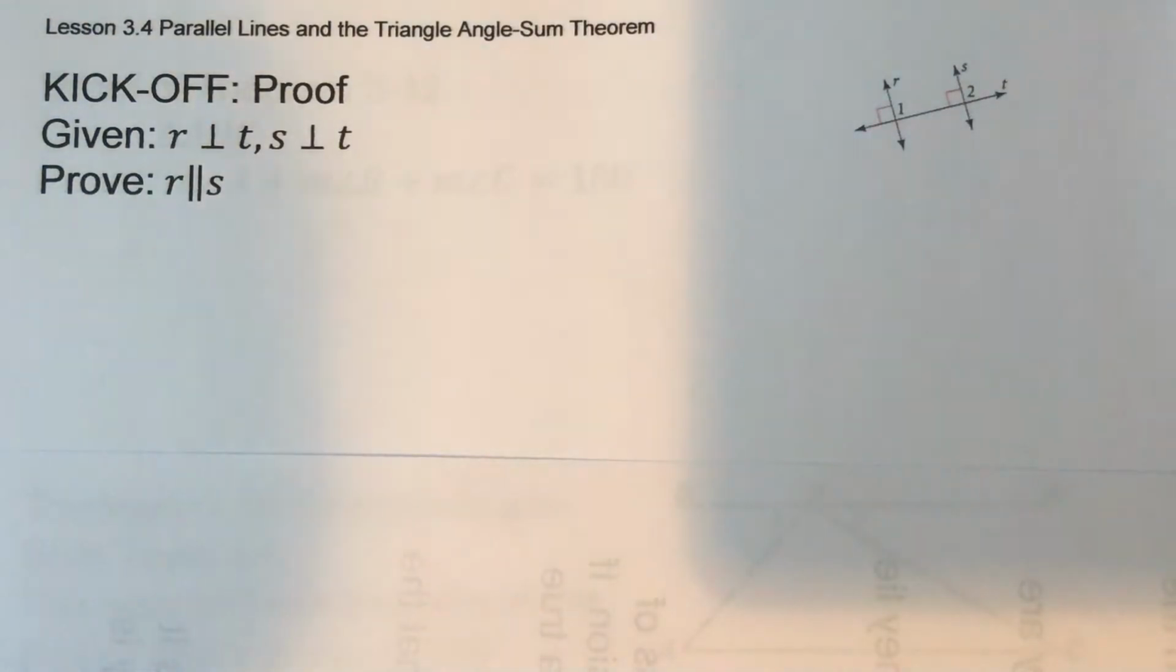All right, so working our way through chapter 3. Getting into 3-4 here, again, still dealing with parallel lines. But as far as this proof goes, we're given that R is parallel to T and S is parallel to T. So that's where we're going to start.